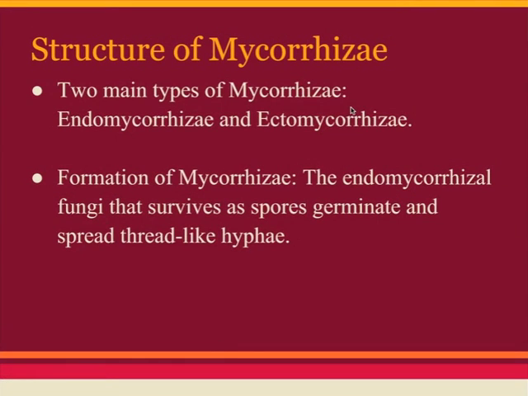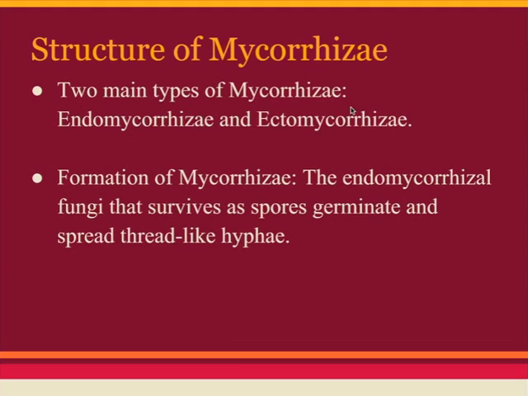Okay, so there are two types of mycorrhizae, and they're endomycorrhizae and ectomycorrhizae. Endomycorrhizae surround the root tips with hyphae that penetrate the root cortex cells through a symplastic route. And ectomycorrhizae do not penetrate the cortex cells, but they travel rather in an apoplastic route along the cell walls.